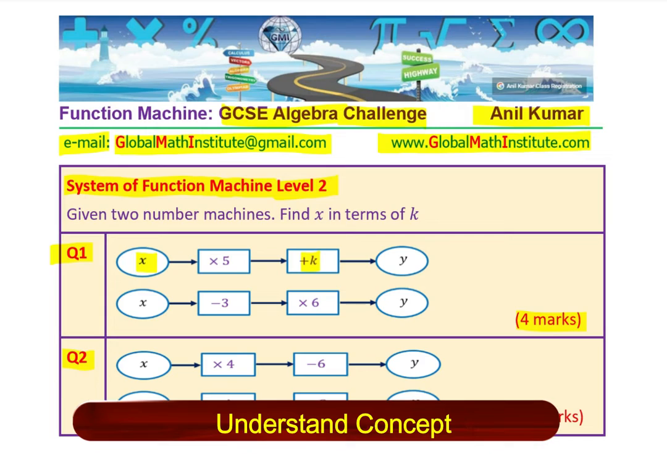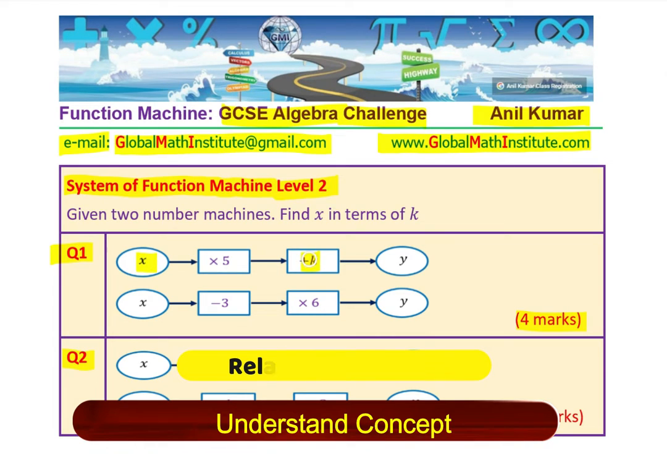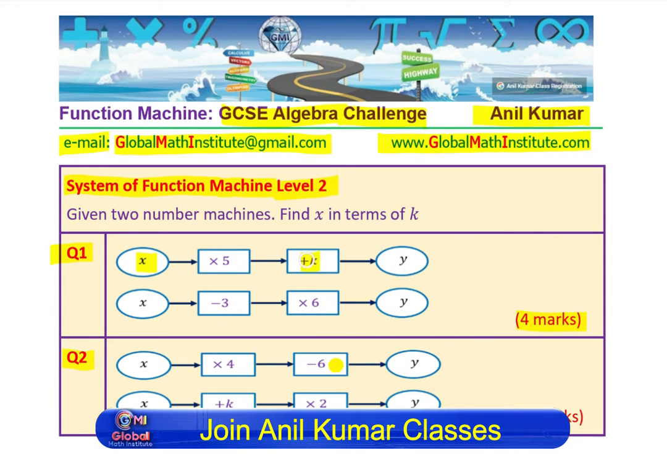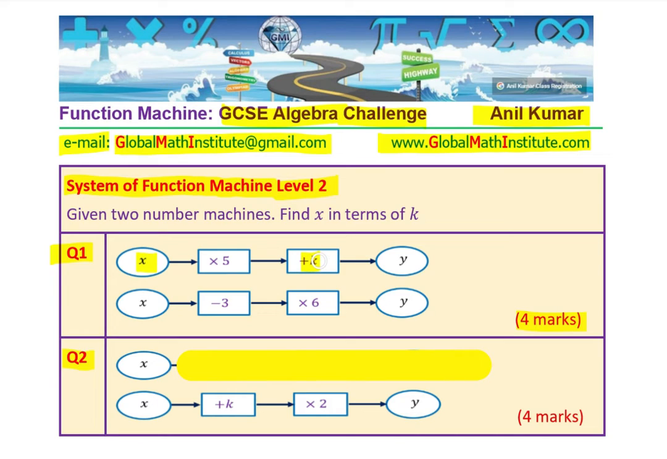Now let us try to understand the question and then we'll solve it. The second question is for you to practice. So once again, the question here is, given two number machines, find x in terms of k. That means we have to relate x with k. Normally, you are relating x with y, right? Input, output. But this time, within the different functions, there are multifunctions operations involved, we have another parameter to be considered. Let us see how do we do it.